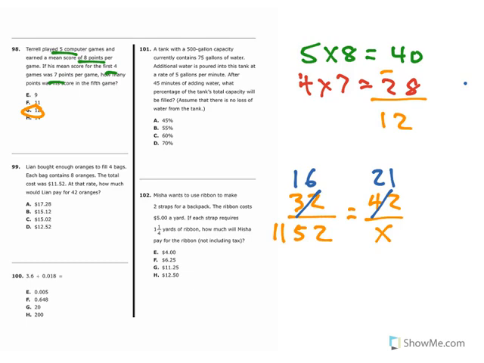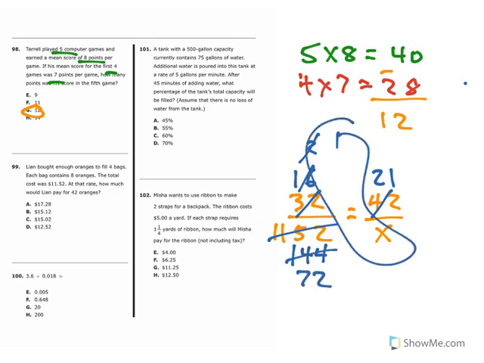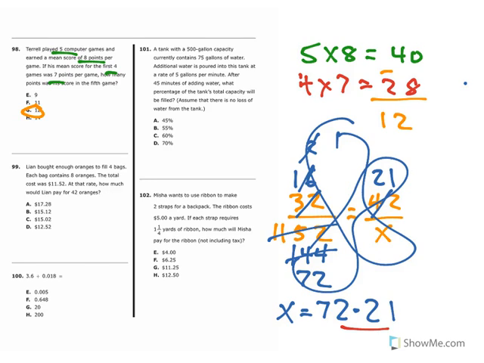So I can divide 1152 by 8, which will give me 144. And I can do that further. If I divide by 2 again, I get 72. All right, so I'm done, but I still have to do this, which I don't want to do. So x is equal to 72 times 21. The first thing I'm going to do is multiply the ones digits. I'm going to say 2 times 1 is 2. So my answer is going to end in 2.